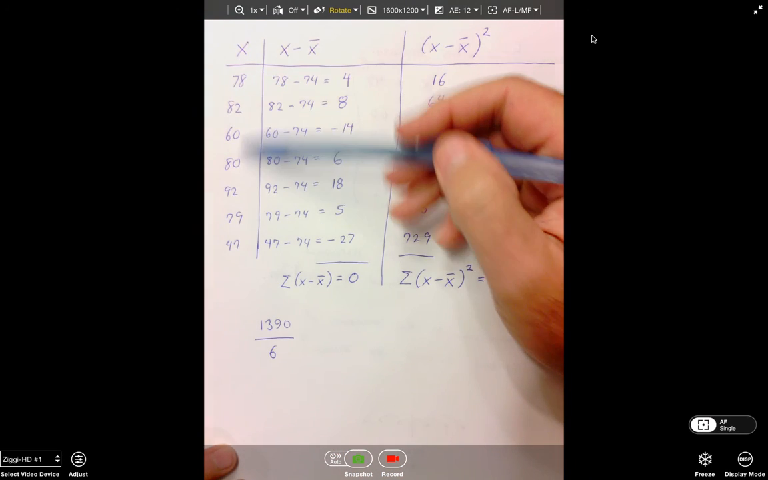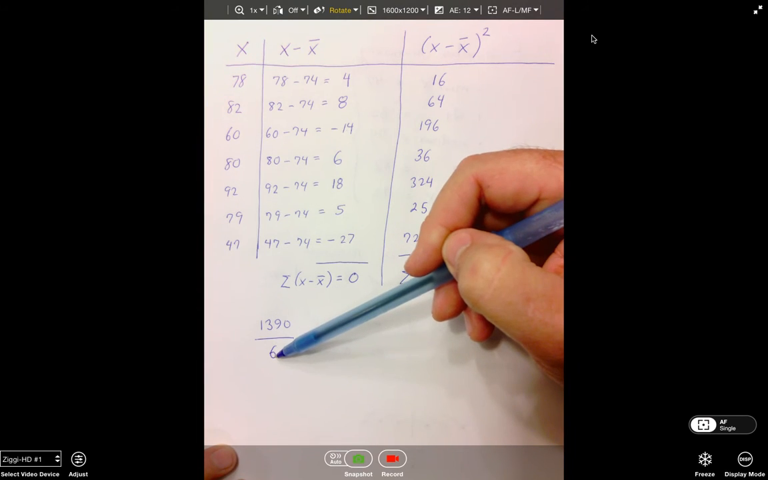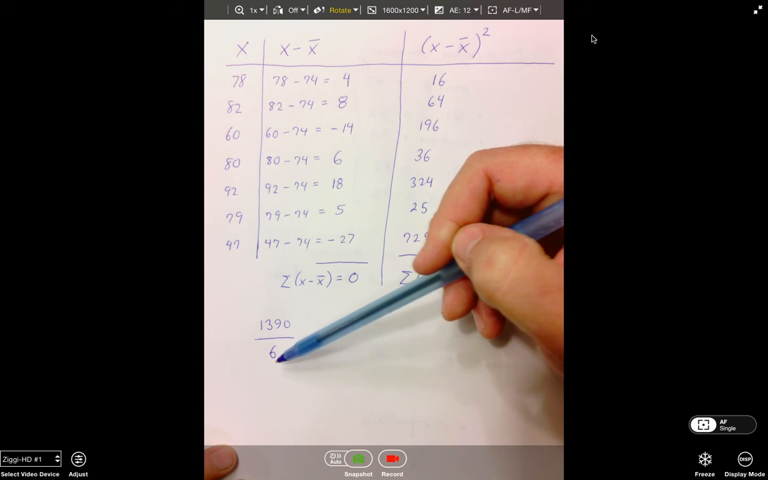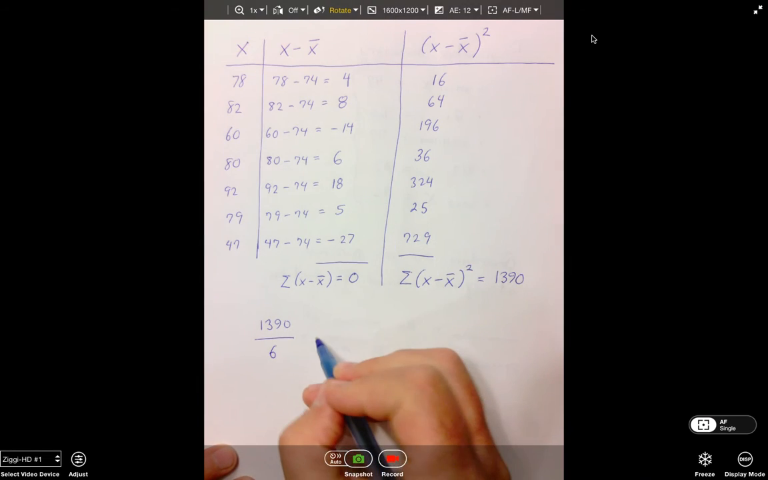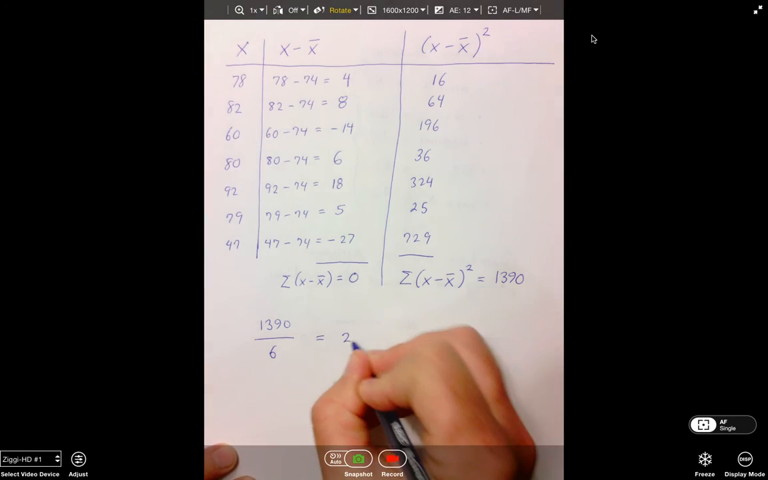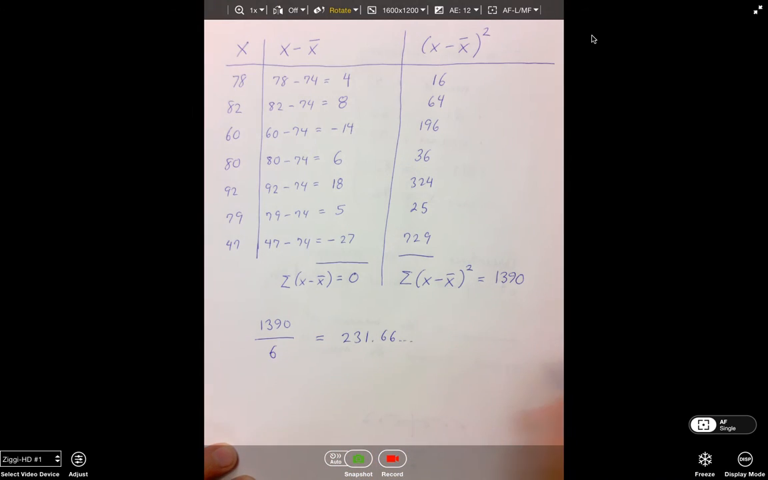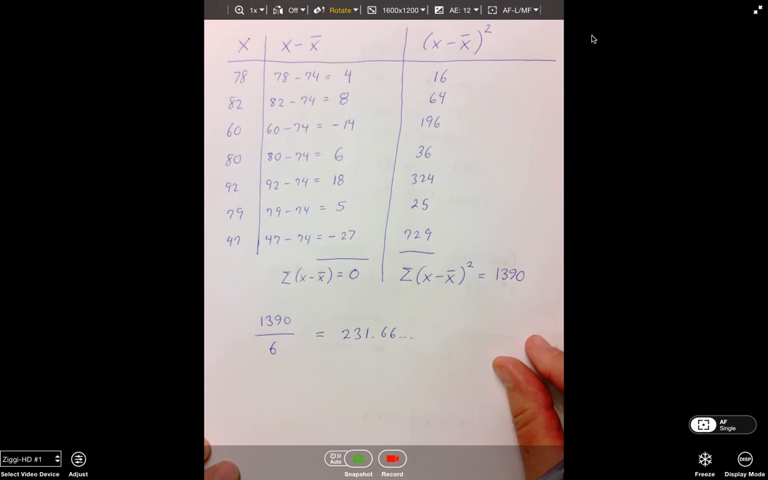So we have 7 numbers here, and they figured out theoretically that it's better to come in and divide by 1 less than the sample size than it is to divide by 7, which is the sample size. So when they actually end this up, they end up with dividing by 6, so they get 231.6666666.